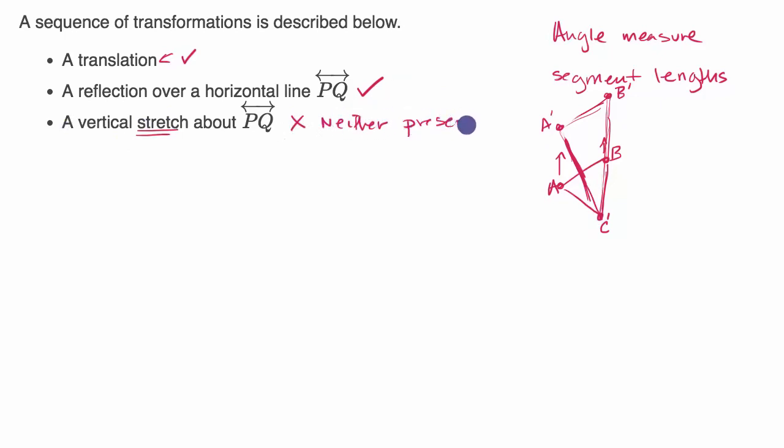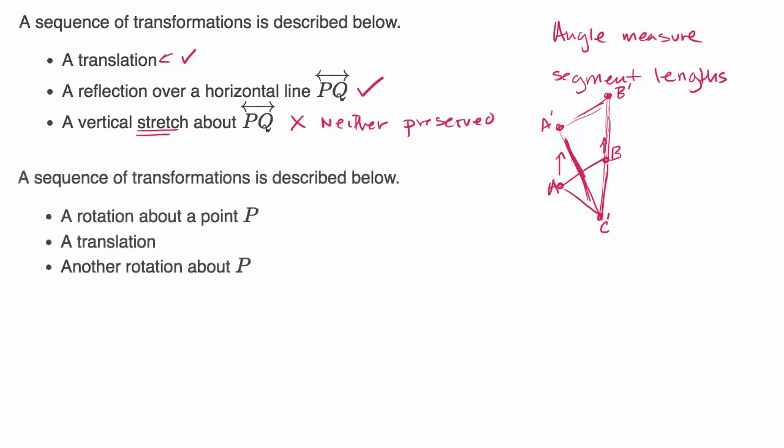So in general, if you're doing rigid transformation after rigid transformation, you're going to preserve both angles and segment lengths. But if you throw a stretch in there, then all bets are off. You're not going to preserve either of them. Let's do another example. A sequence of transformations is described below, and so they give 3 transformations. So pause this video and think about whether angle measures, segment lengths, both, or neither, or only one of them will be preserved.